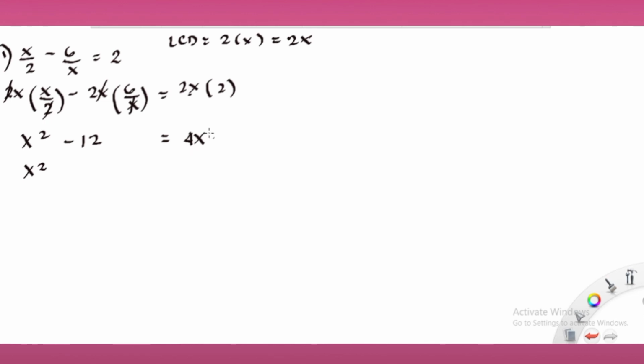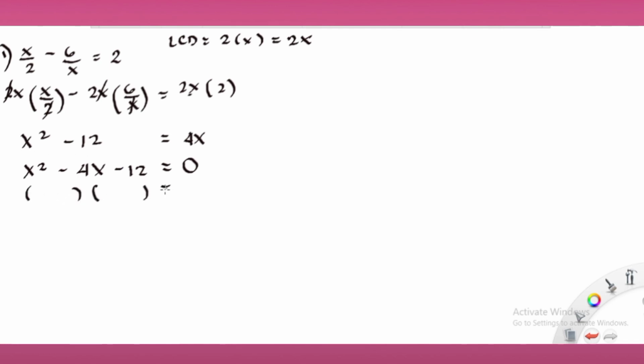Ito muna, para naka-standard form na. So, ililipat, magiging negative. So, negative 4x. Saka natin, copy itong negative 12. And then equals 0 na. Wala nang natira kasi nilipat na si 4x. So, this is now a quadratic equation. So, solve natin using factoring.